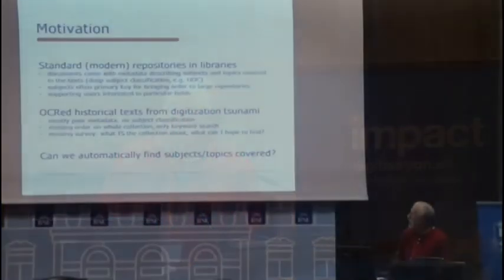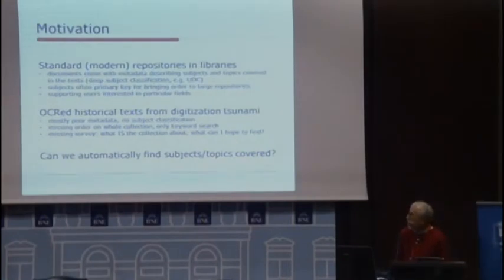Let me start with some motivation. When you look at standard modern repositories in libraries, you will see that all these documents typically come with metadata that describe subjects and topics covered in the text. This is what you could call a deep subject classification, and it's often based on some kind of classification system behind, for example, the Universal Decimal Classification or related systems.